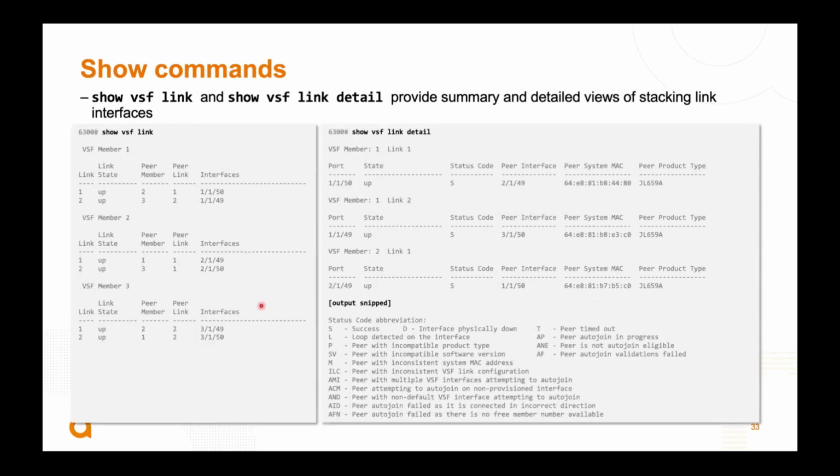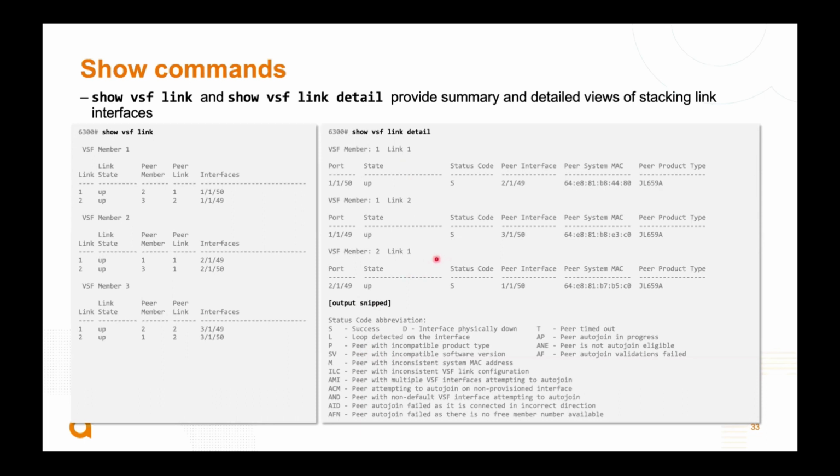Show VSF link and show VSF link detail. Show VSF link itself has no changes to the summary view, but if you do show VSF link detail, you have some new status entries here, status codes that are specific to auto stacking and auto join eligibility. Here you see an example with some of our VSF link configuration. This is for a properly operating stack.